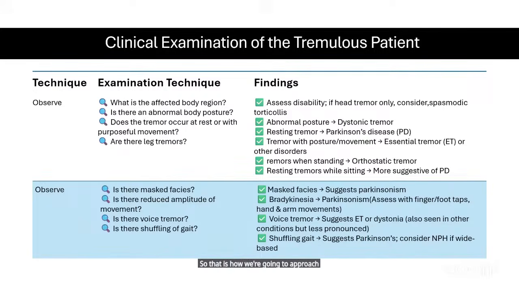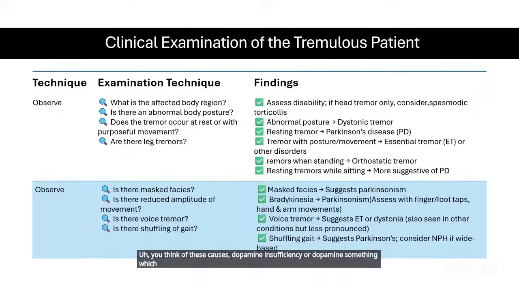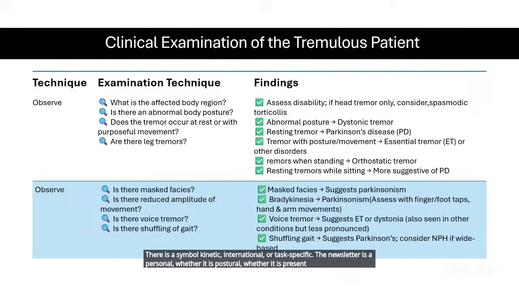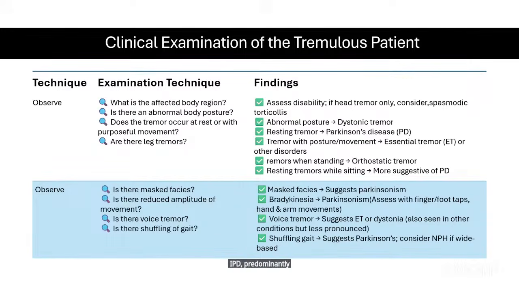So that is how you approach it. You have a rest tremor, you think of dopamine insufficiency or dopamine blockade, whatever the etiology may be: stroke, degeneration, genetic, Wilson's. If it is an action component with a kinetic, whether simple kinetic, intentional, or task specific, then you see whether it is postural, present during the initial part or after a few seconds, maybe 12 to 30 seconds later, then you think of re-emergent tremor. Re-emergent tremor is very typical for Parkinson disease.